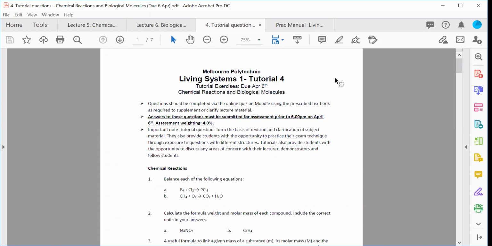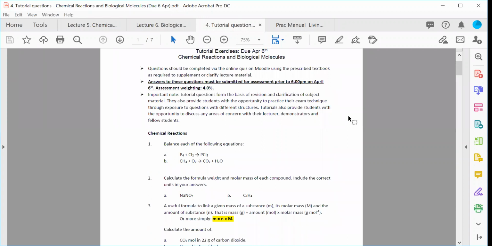All right, that brings us to our tutorial questions for this week. These are assessed. They are due next Monday. They are worth 4% in total. Great way to test your knowledge and to make sure that you revise the material and really understand it.